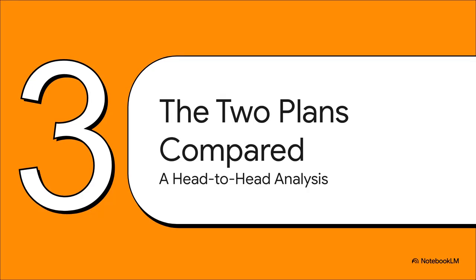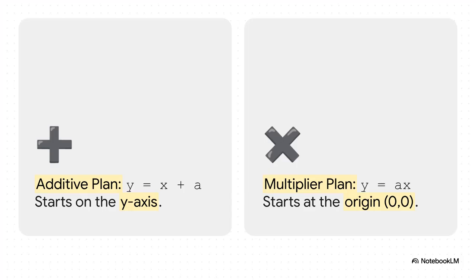All right, we've seen both blueprints. Now it's time to put them side by side and just see the difference in one clear shot. This slide really just boils everything down for us. You can see the additive plan on the left with its plus a rule, then on the right, the multiplier plan with its times a rule. But the real giveaway, the golden ticket, is right there at the bottom. Where does the graph start? If it's offset, it's additive. If it starts smack dab at 0, it's multiplicative.